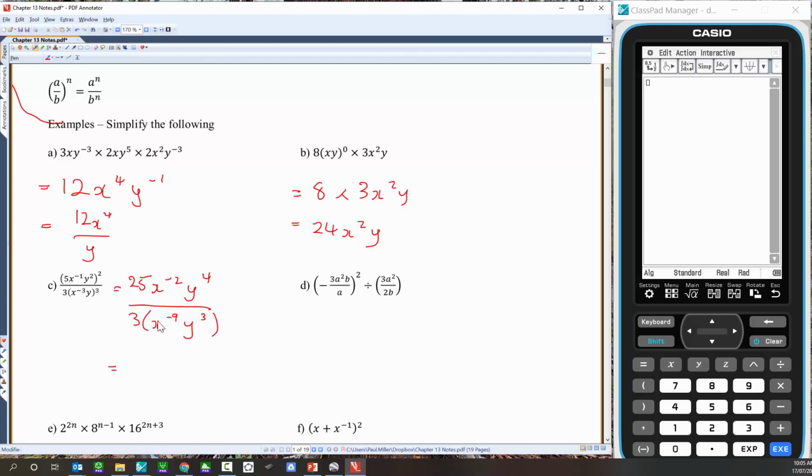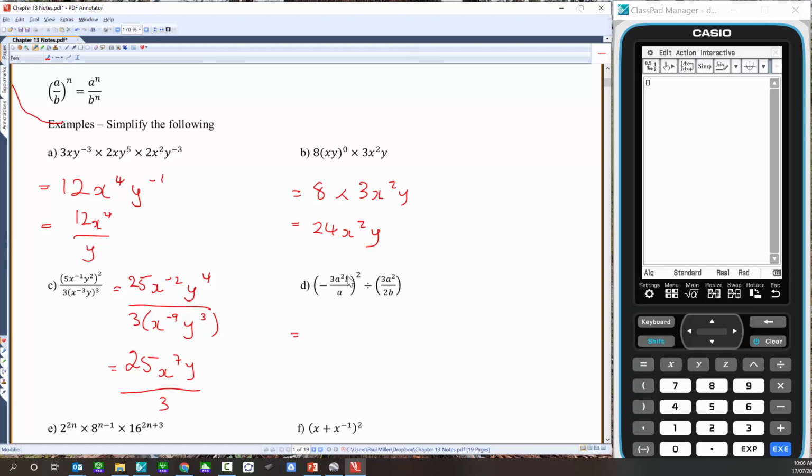Okay, so let's simplify it down. So what we can do is we've got common bases being divided here. So the rule is we subtract the powers. So that's going to be negative 2 subtract negative 9. So that's going to lead us to 25 x to the 7. And this one here is going to be y to the 4 over y to the 3. That's going to leave me with just y. And it's still over 3.